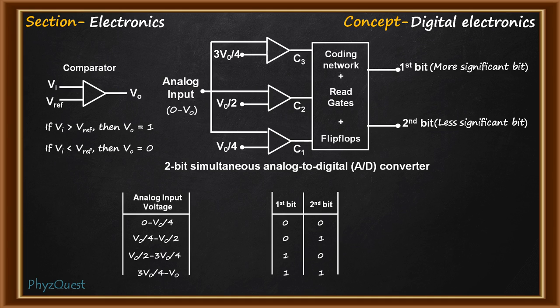Now the outputs of these comparators are C1, C2 and C3. For different parts of the analog voltage, the outputs C1, C2 and C3 will vary. So first of all, we will write down the outputs C1, C2 and C3 that the comparators will produce for different ranges of analog voltage. So let's write it down. This is C1, C2, C3.